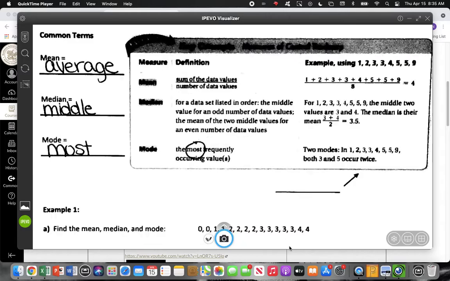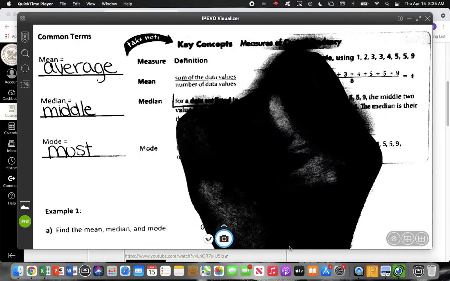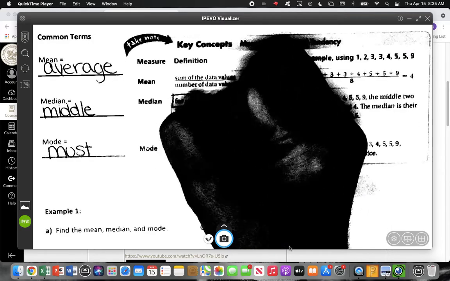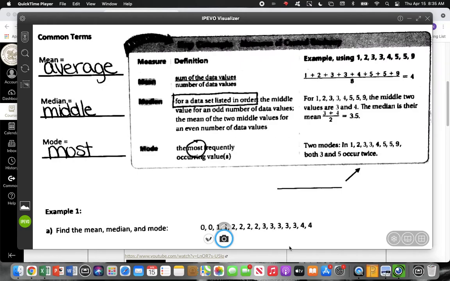Now in the median, we list them in order. Make sure that you actually have this highlighted, boxed in, circled, put a star beside it. In order to find the median, you have to have your terms or your data set in order. I always put mine from least to greatest. And so it's the absolute middle.